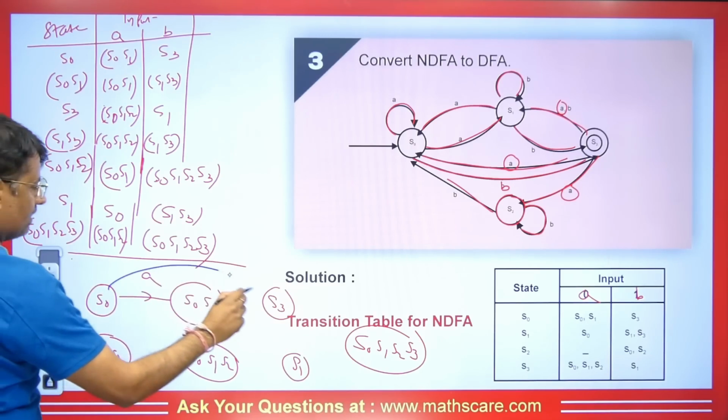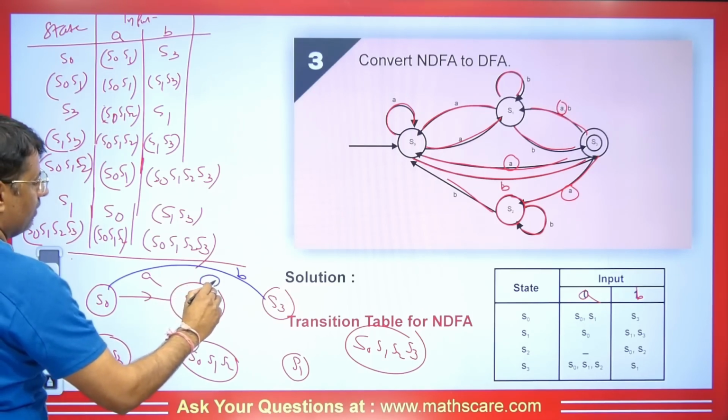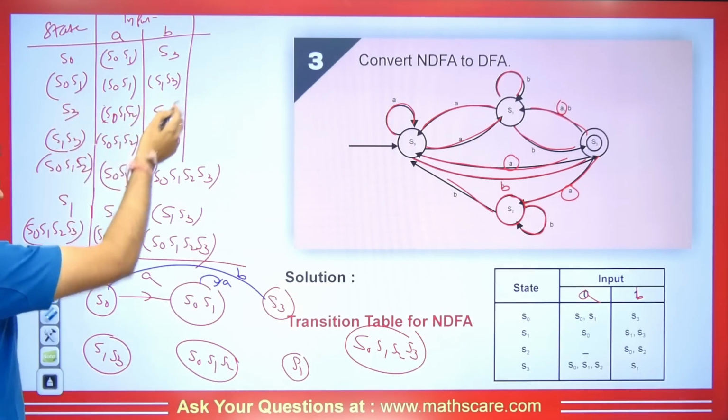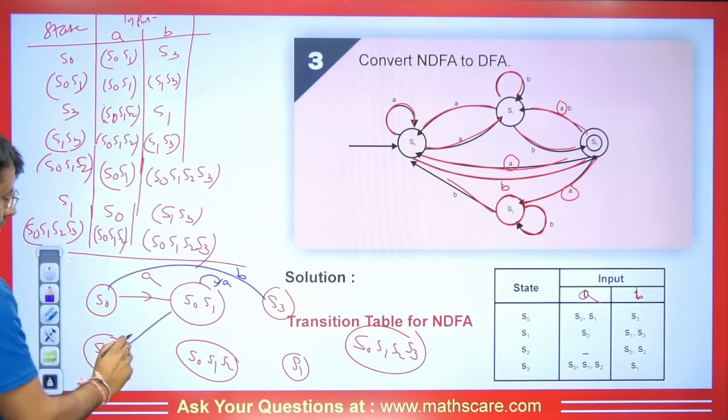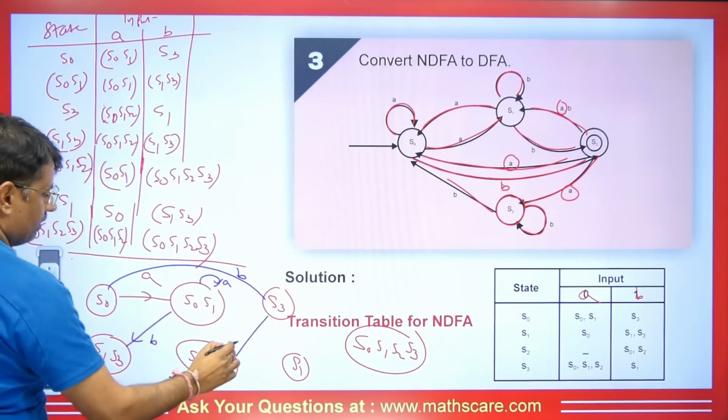I'll just change the color a little bit. So we have S0 going to S3 like this on B. We have S0, S1 going to itself. So it will be a self loop. So it will be a self loop in the case of A. Okay, students? In this case, and it is going from S0, S1 to S1, S3. We are getting B here. So from S3, we have S0, S1, S2. So from S3, it's going here, right?